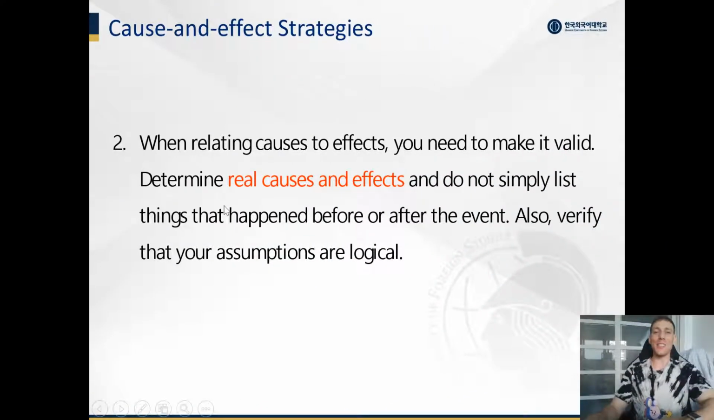When relating causes to effects, you need to make it valid. So you have to determine real causes and effects, not just make a list of something that happened before or after. Also, we want to verify that our assumptions, our thinking, is logical. So we don't want to think like, oh, this, and then somehow we're over here. Like it doesn't connect together. We need everything to fit together. It needs to be logical. So 1 plus 1 is 7. Right?